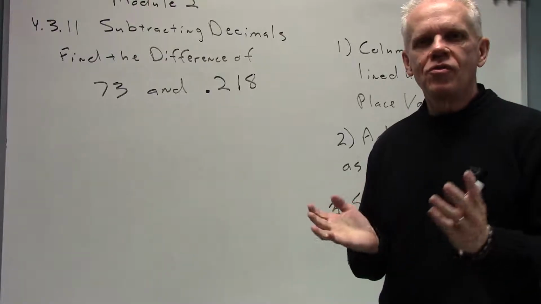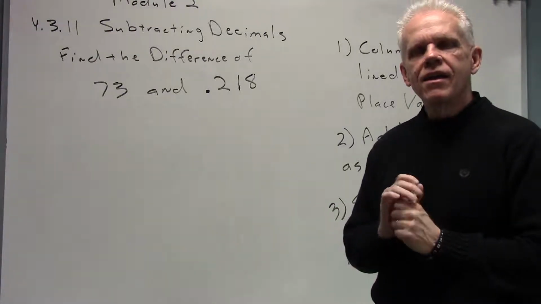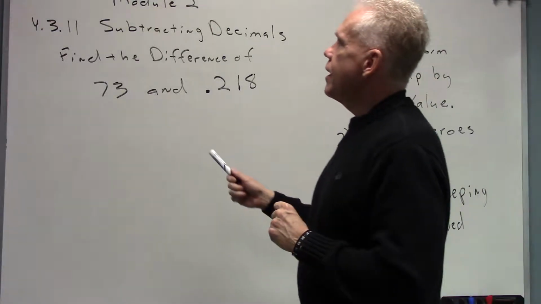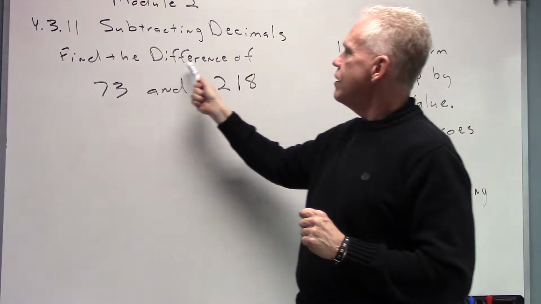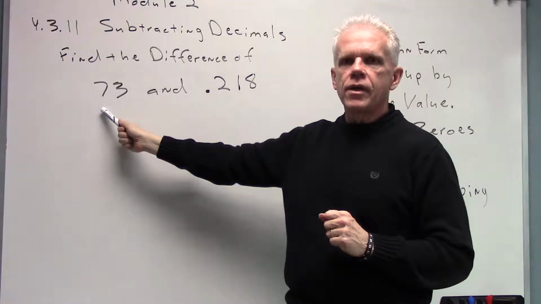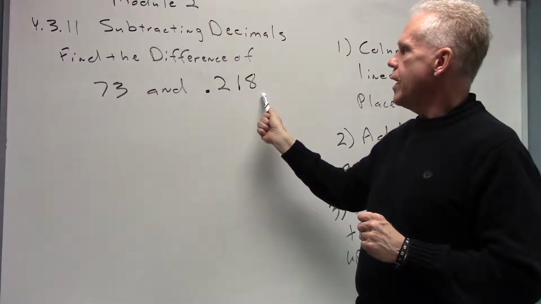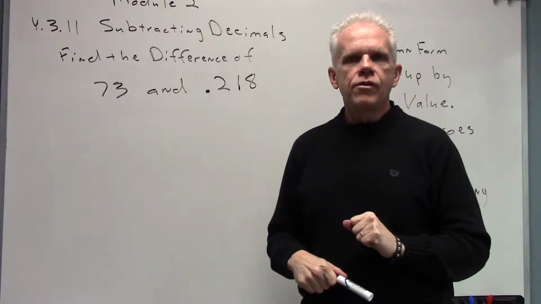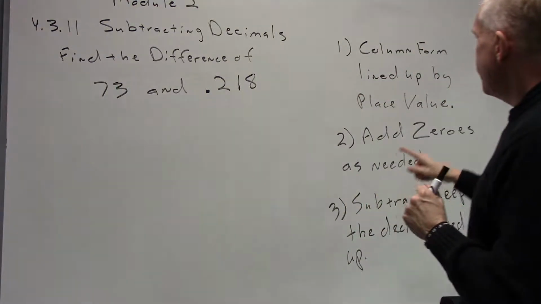We're working in Module 2 on decimals, and today we're going to talk a little bit about subtracting decimals. We've got a problem here that essentially says find the difference of 73 and 0.218. I want to give you a couple of things that you can jot down in your notes if you need to. Let's come over here and take a look at this.